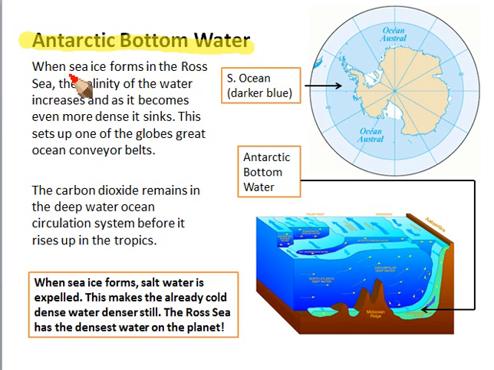In the winter, sea ice will form, and we can see this taking place in the Ross Sea. And when ice forms, the salinity of the water will increase, because of course ice doesn't contain salt. So that means the water in the Ross Sea becomes saltier and saltier, and this saline water becomes heavier and more dense. The dense water will then sink to the bottom of the ocean.